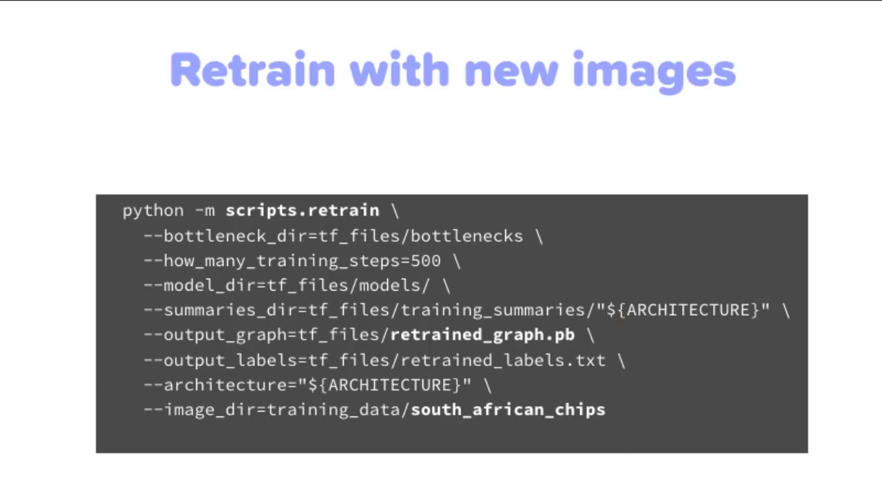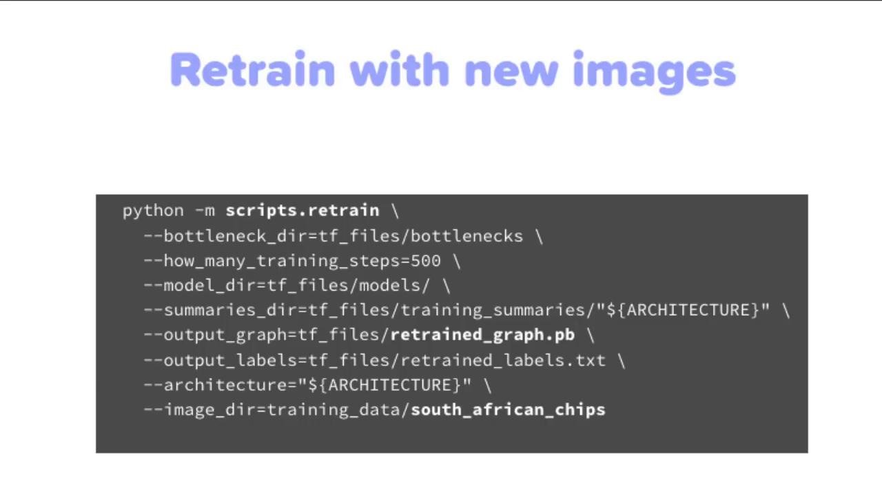Okay, so now we actually need to take this mobile VNet 1 model, and we need to call a retrain script on this model. What we pass in is this retrained graph. Basically, the script that we're running is scripts.retrain, and we pass in the South African chips folder of images that we want, and that just has that list of all the folders inside.